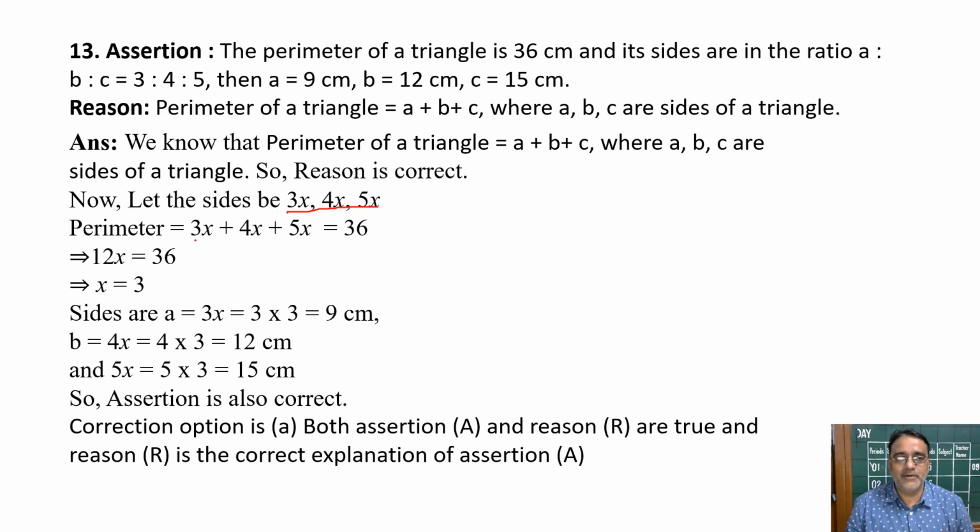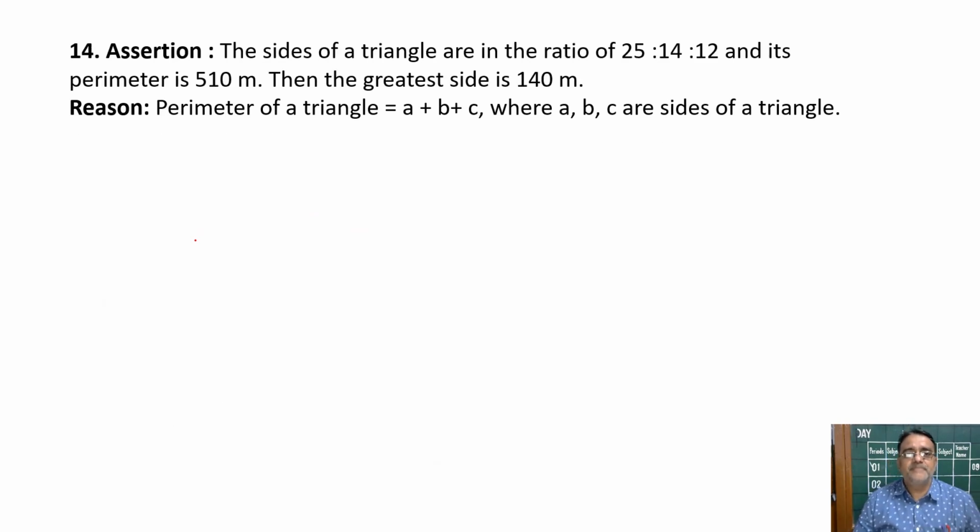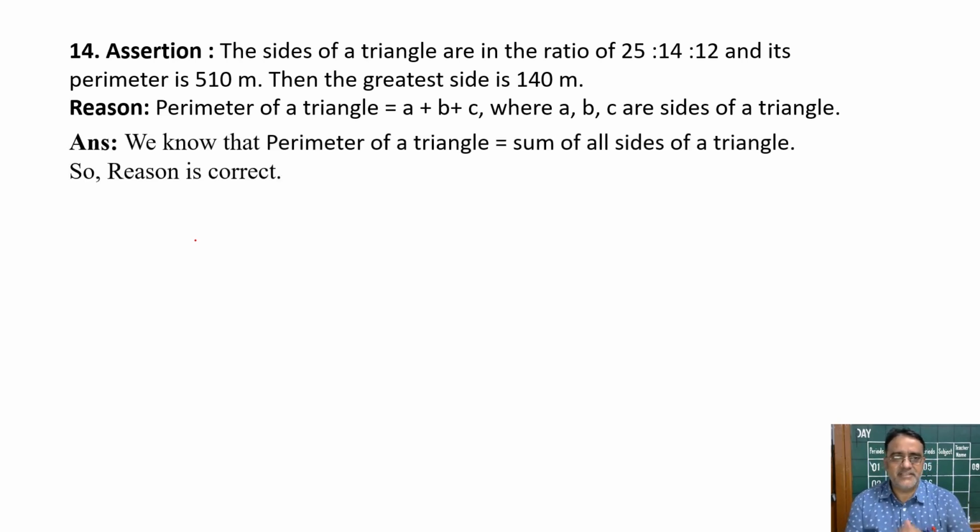So now we are moving toward question number 14. Question number 14, the sides of a triangle are in the ratio of 25 is to 14 is to 12, and its perimeter is 510 meter. Then the greatest side is 140 meter. And the reason is given, perimeter of a triangle is equal to a plus b plus c, where a, b, c are sides of a triangle. So the statement given in reason is true? Yes, sir, because perimeter of a triangle is the sum of all the three sides, right? So reason is correct.